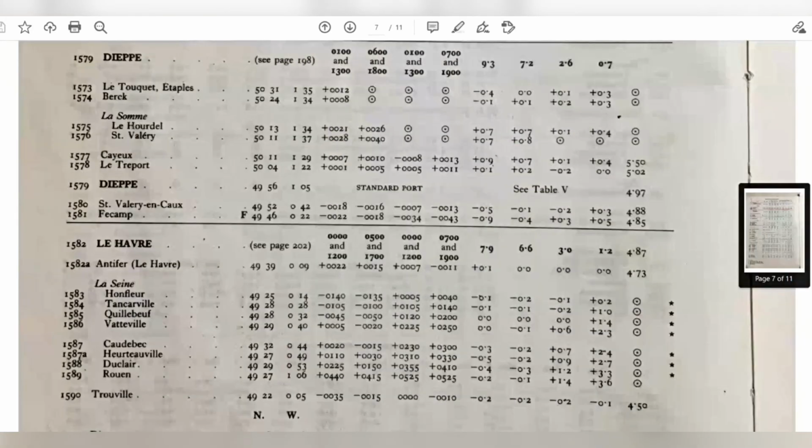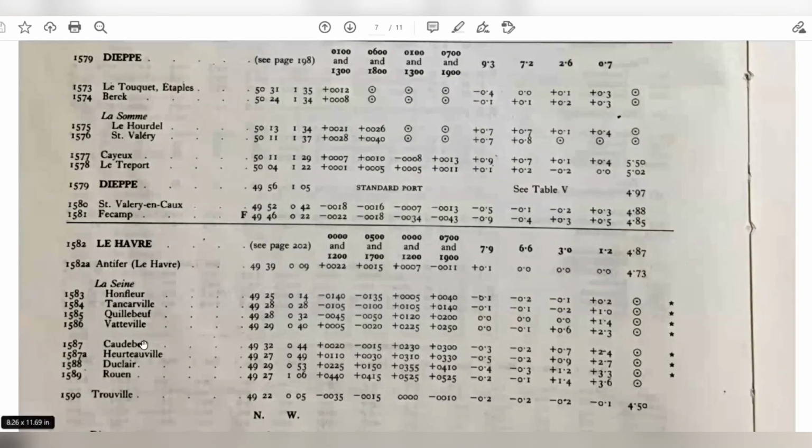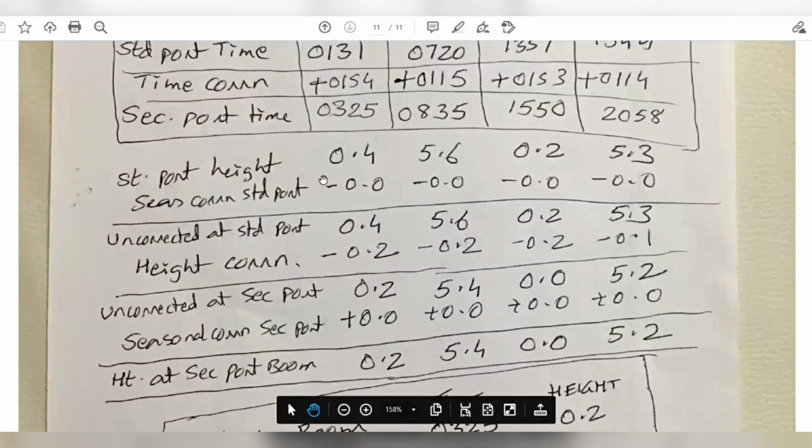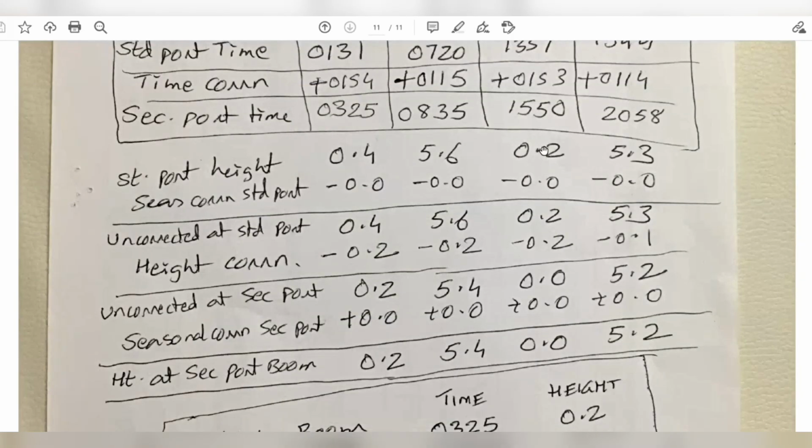Yes, sir. So for that port number, you can pick up the seasonal correction for February. See, you'll get 0.0 for Antwerp. Yes, sir. Okay, so then the data you start filling up as per this table. First write down standard port heights. So low water was 0.4, 5.6, 0.2, 5.3. Write down this first row. Then you put down seasonal correction for Antwerp. That's standard port. So that is 0. So minus. Put the sign minus because we have to remove.